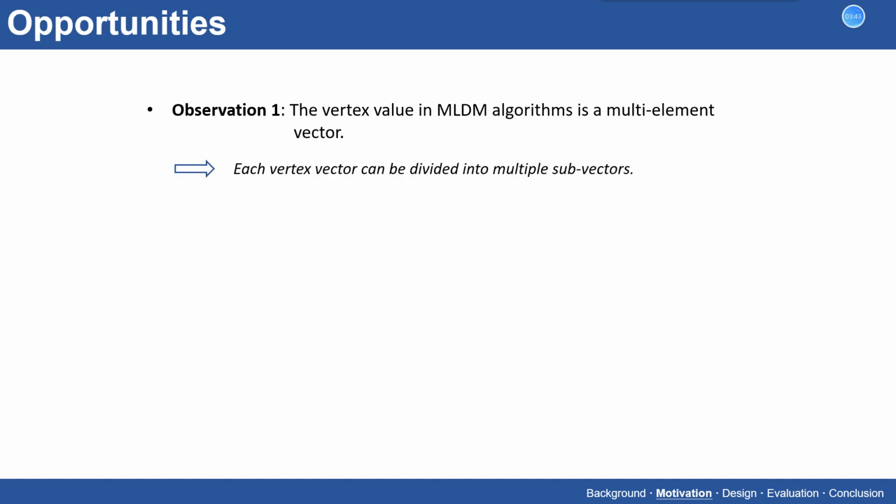The above three observations motivate a partitioning framework that is specially designed for bipartite graphs. According to the first observation, each vertex value in machine learning and data mining algorithms is a vector, which introduces a new partitioning dimension. In this dimension, each vertex vector can be divided into multiple subvectors, and then these subvectors, rather than an entire vector, are distributed over multiple nodes.